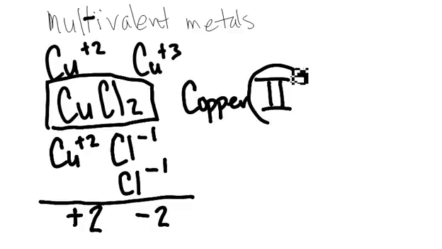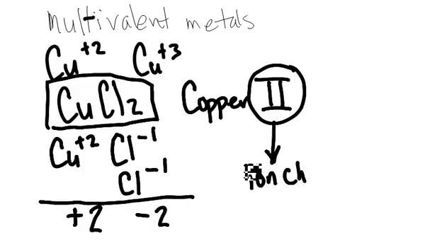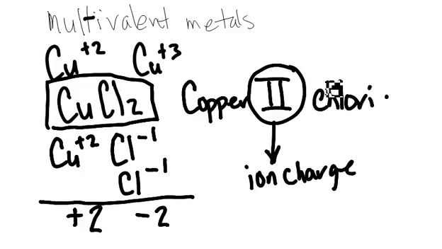And this Roman numeral 2 shows me the ion charge of copper that I'm using. It doesn't tell me how many copper there are in the formula. It tells me the charge. So copper 2 chloride is the name of that compound.